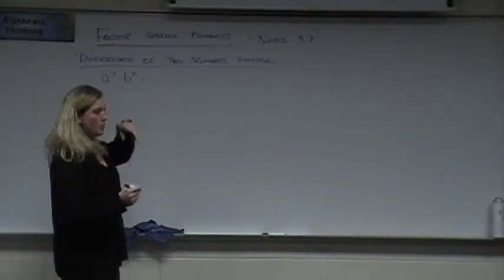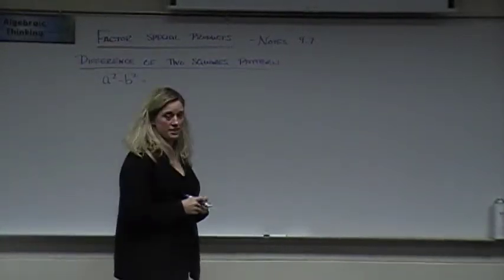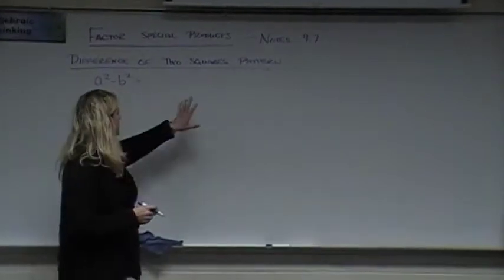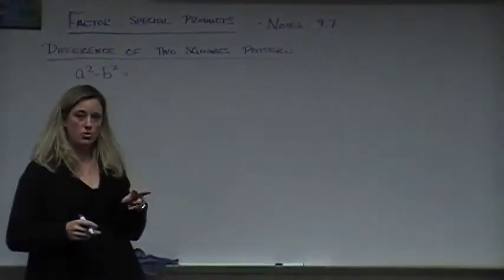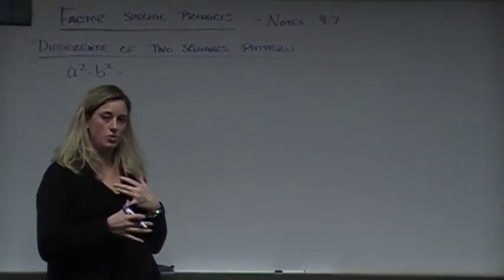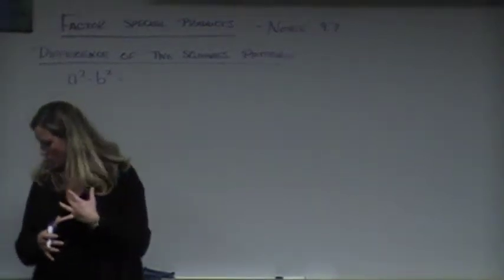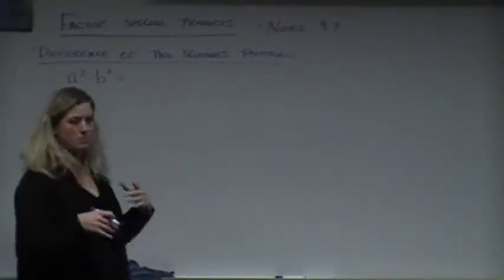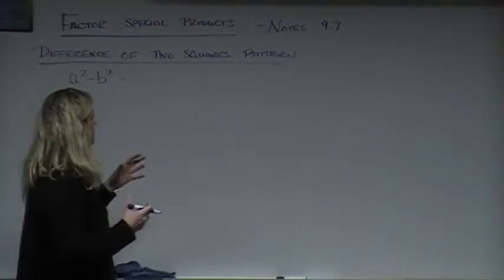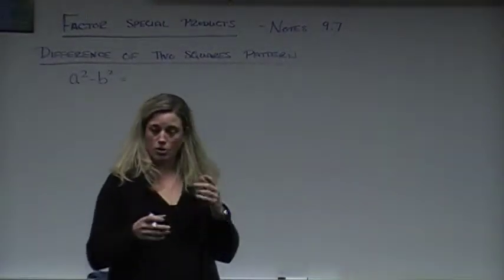Class, today we're going to be factoring special products, which is our notes for 9-7. There's two patterns I'll be going over with you today. It's called the difference of two squares pattern and the perfect square trinomial pattern. They both are ways to factor special binomial products.